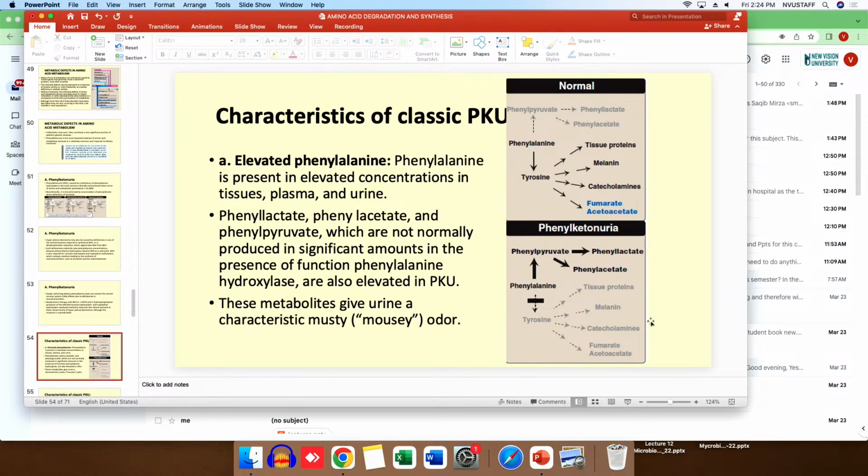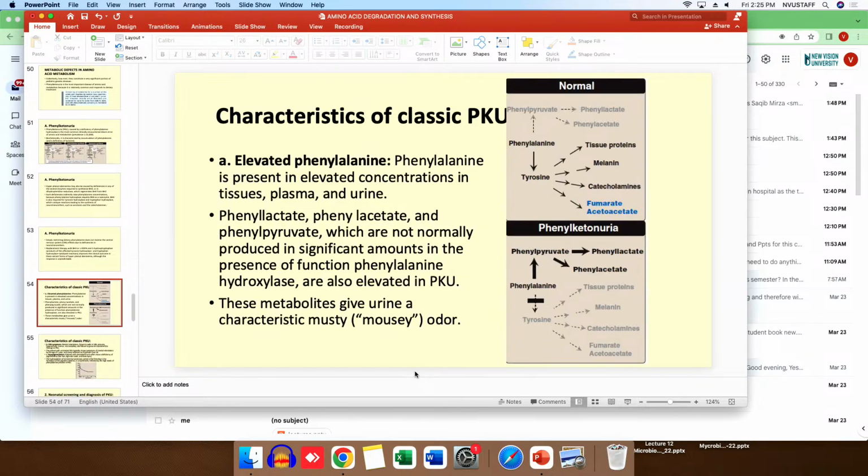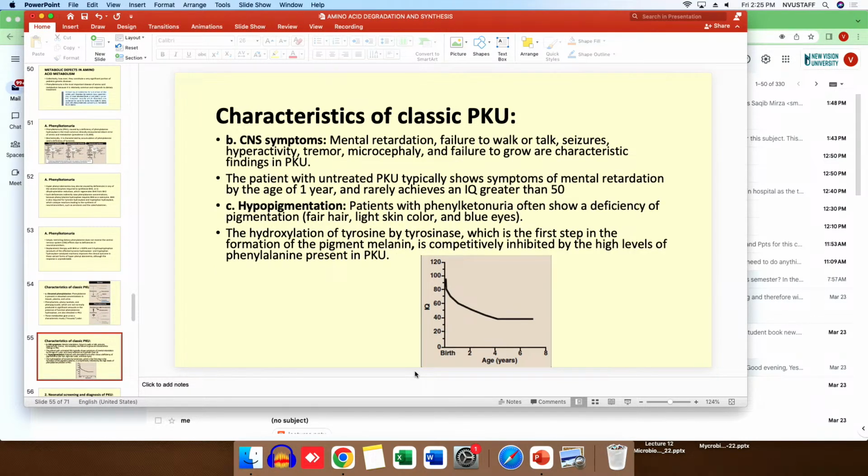Then catecholamines will also be deficient, and this phenylpyruvate and phenylacetate will give this baby's urine a special odor. This odor is usually called mousy odor. Their urine smells kind of like a mouse. So not a nice, not a pleasant smell at all. Okay. This is called hypopigmentation, lack of melanin, since there is a lack of tyrosine.